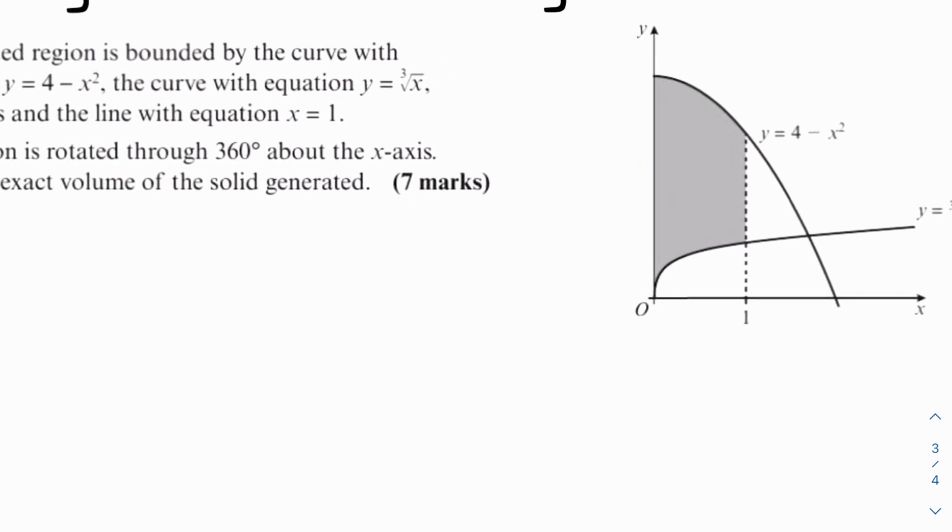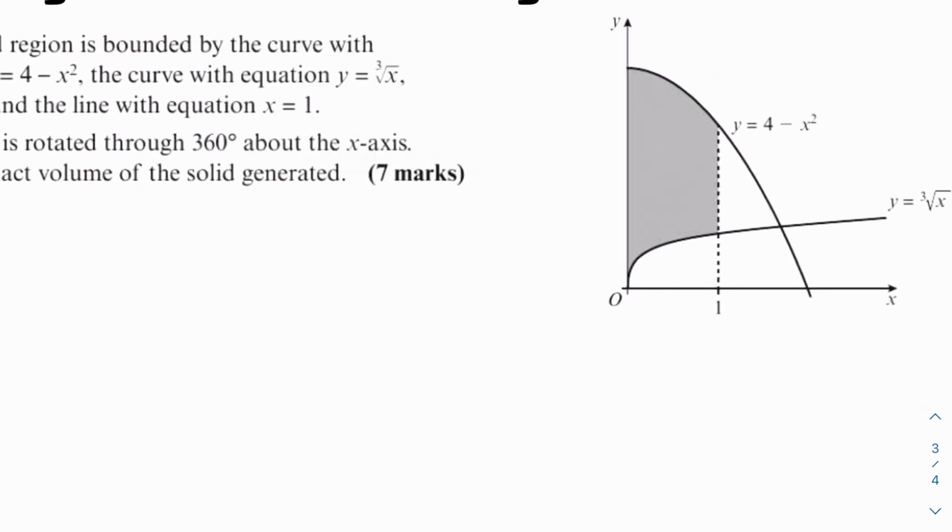So we know that it's rotated around the x-axis, so it rotates this way right here. So we can also split it into two different parts. Volume A is the whole volume under this curve right here, from x equals 0 to x equals 1, and volume B is the volume under this other curve, from x equals 0 to x equals 1.